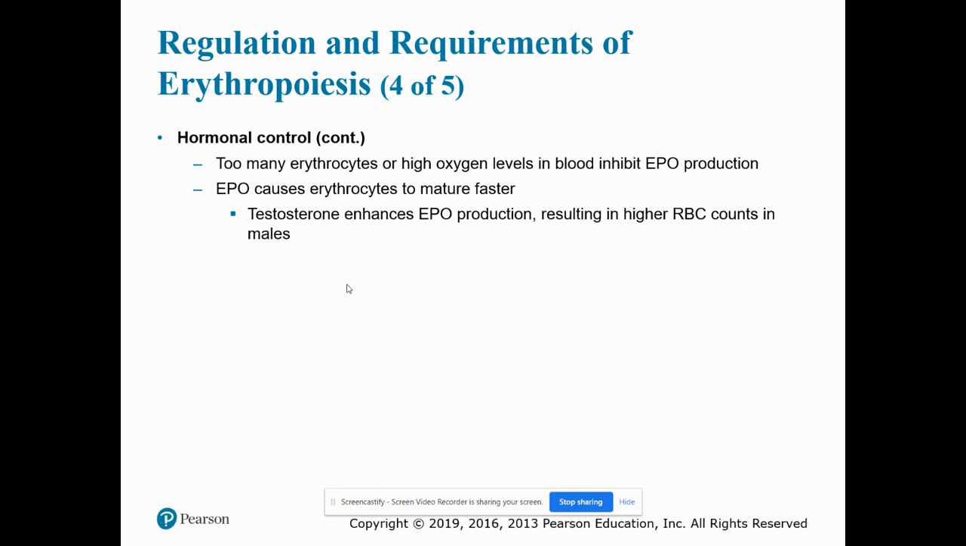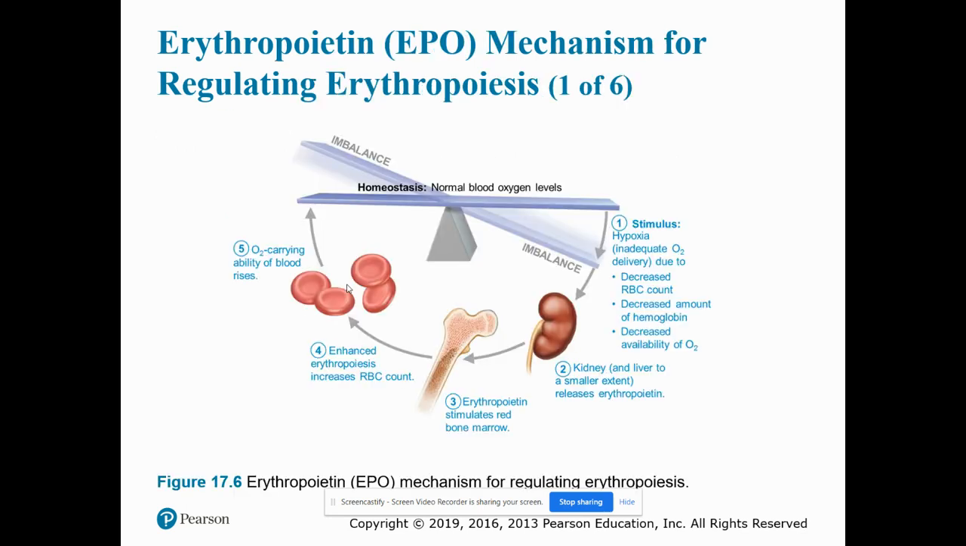Too many erythrocytes or high oxygen levels in the blood inhibit EPO production. EPO causes erythrocytes to mature faster, and testosterone enhances EPO production, which results in higher red blood cell counts in males.